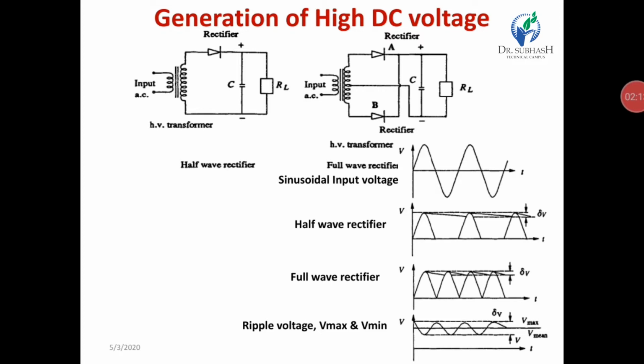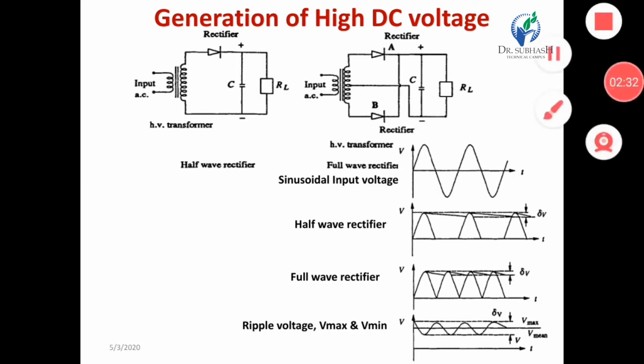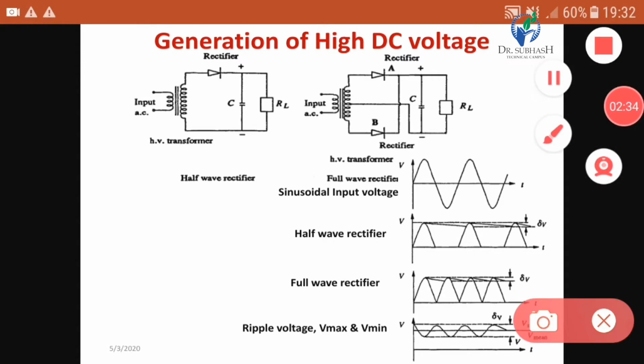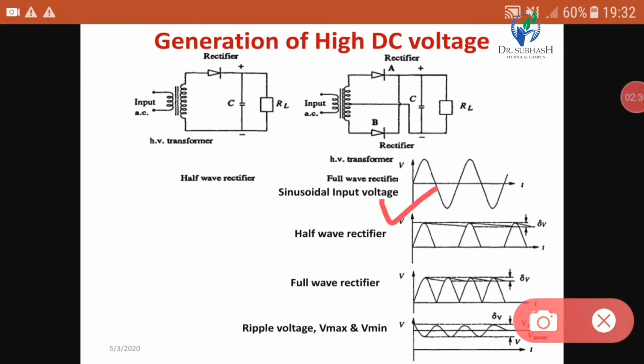During the positive half cycle the diode becomes forward biased and we get the output voltage, and during the negative half cycle the diode becomes reverse biased, so we cannot get any output during the negative half cycle. So we can see in the waveform this is the input supply voltage and this is the waveform for the half wave rectifier.